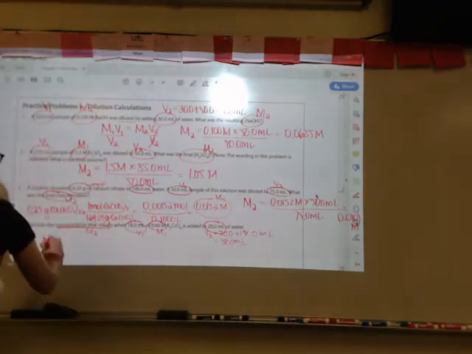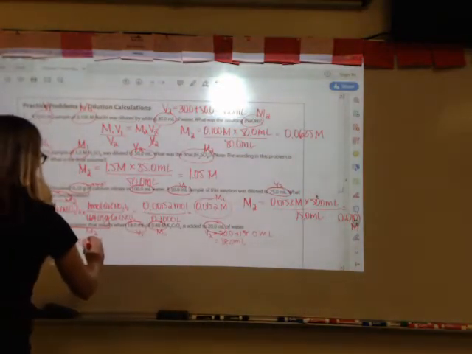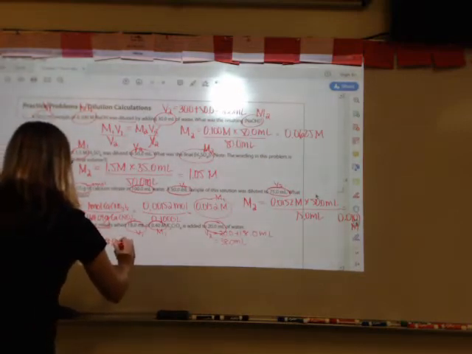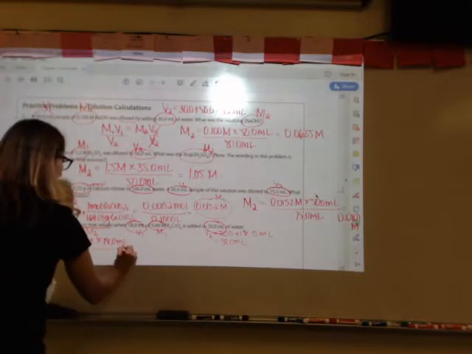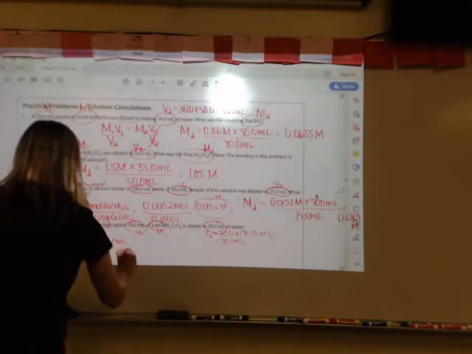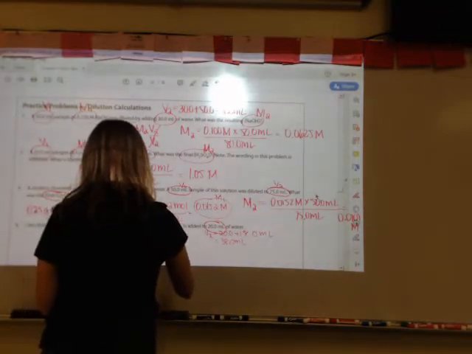So your M2 is M1, which is 0.40 molarity, times my V1, which is 18 milliliters, divided by V2, which is 38 milliliters, and you will get 0.189 molarity.